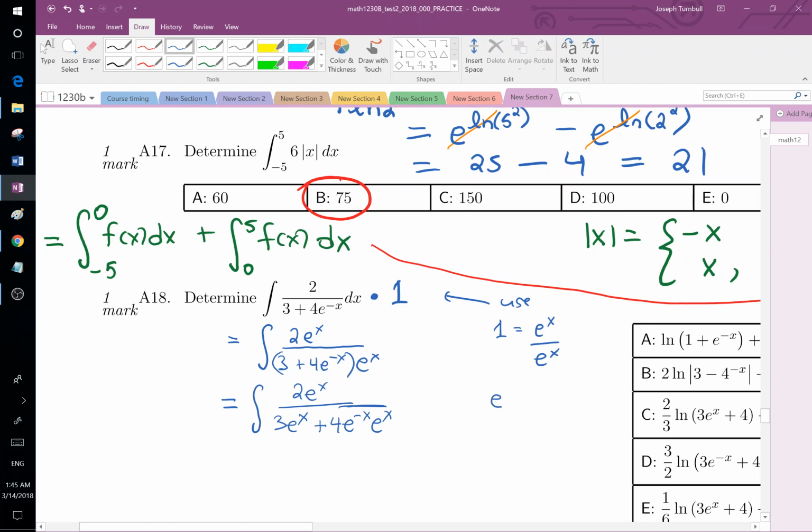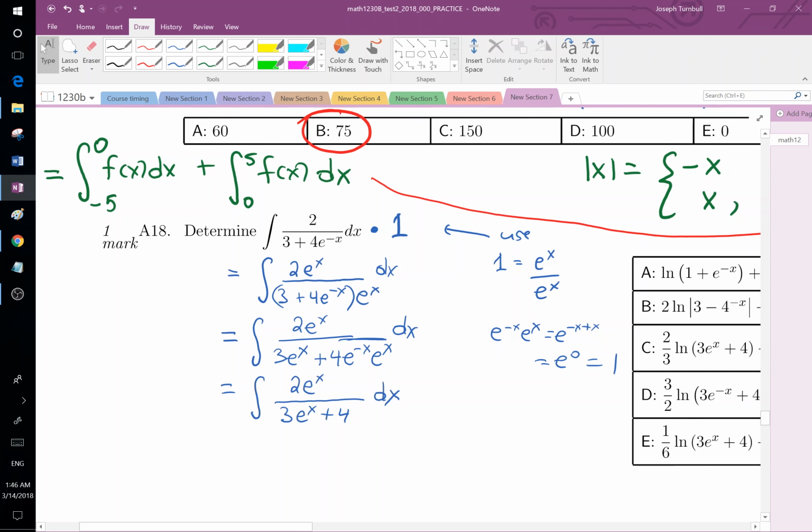Now we have an exponent law, e to the negative x times e to the positive x is e to the negative x plus x, which is e to the 0, which is 1. So we get the integral, forgot the dx, of 2e to the x over 3e to the x plus 4 dx. Scarcely looks better, maybe it looks worse, but it gets us close.